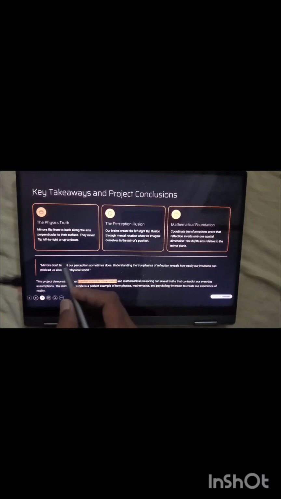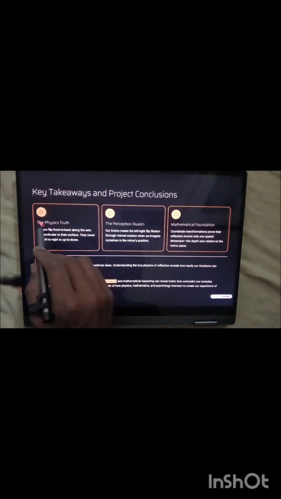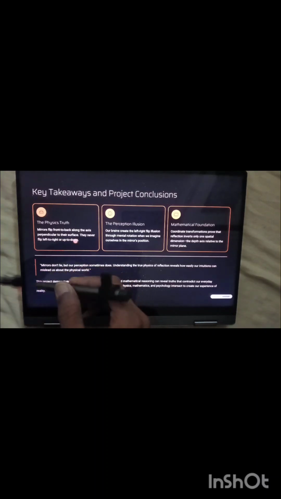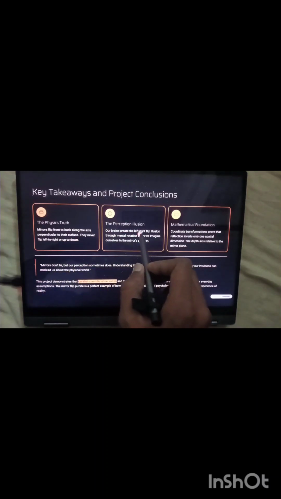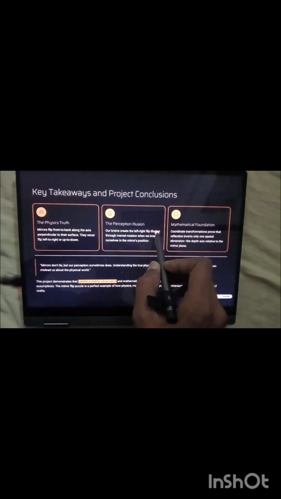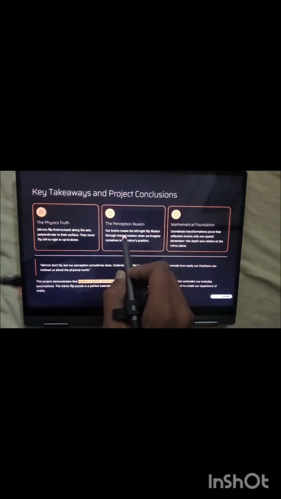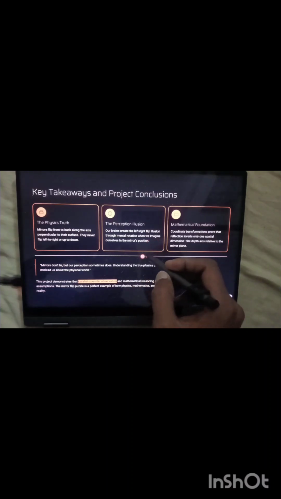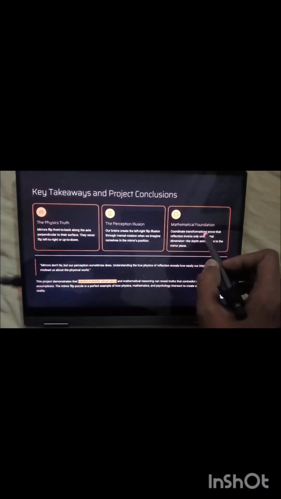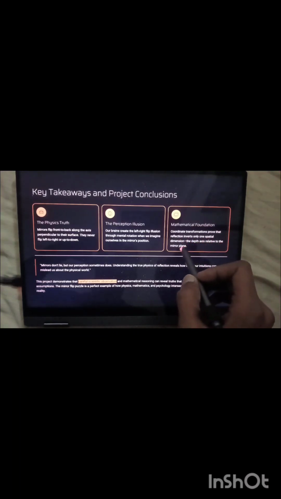Now, key takeaways and project conclusion. The physics truth: mirrors flip front to back along the axis perpendicular to their surface. They never flip left to right or up to down. The perception illusion: our brain creates a left-right flip illusion through mental rotation when we imagine ourselves in the mirror's position. Now, the mathematical foundation: coordinate transformations prove that reflection inverts only the spatial dimension, the depth axis relative to the mirror plane.